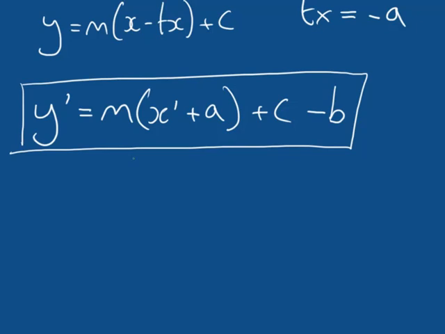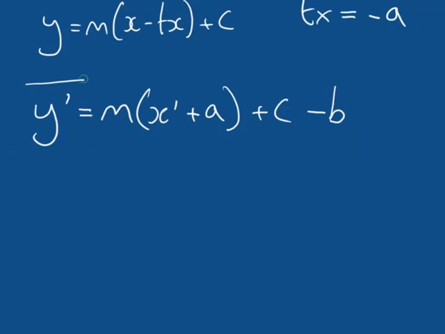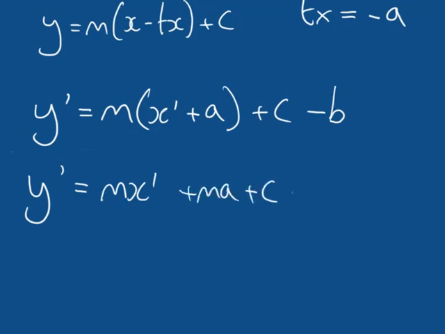So in actual fact, we're not just going to use this equation to solve our problem. We're going to keep working. So I'm going to erase this box that drew attention to the equation because we're not quite done yet. And let's keep working with this equation. So if we expand it, we get y dash is equal to mx dash plus ma plus c minus b. Notice again, in the video on the equation of a straight line, we said any translation in x can become a translation in y.